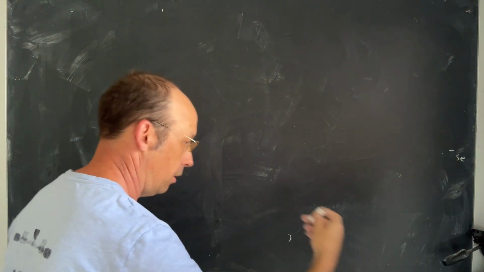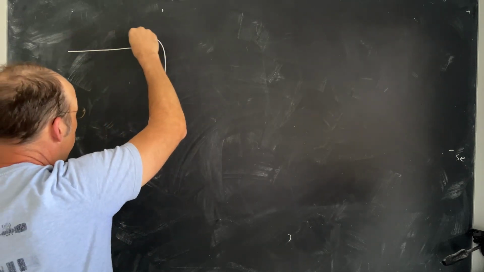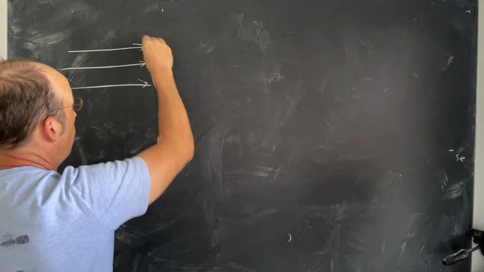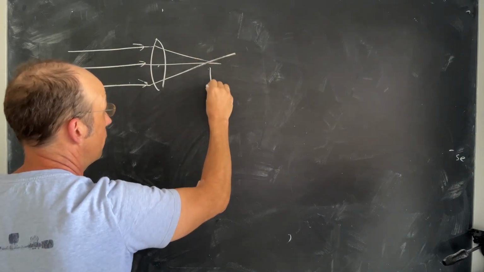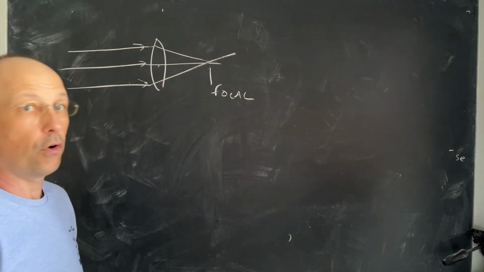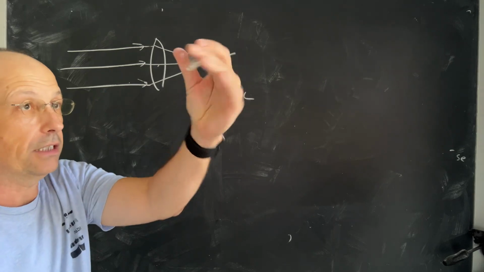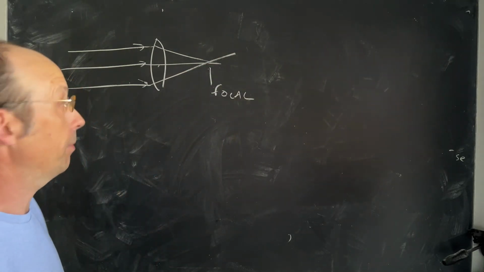There it is. Okay, here's my converging lens, and I have parallel light rays coming in. These will all meet at the same point called the focal point. So we can measure the focal point of the lens. There is a way to calculate that based on the radius of curvatures and the index of refraction, but that's not in this chapter, and that's fine because it's a little too complicated.